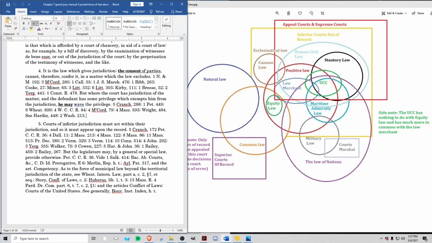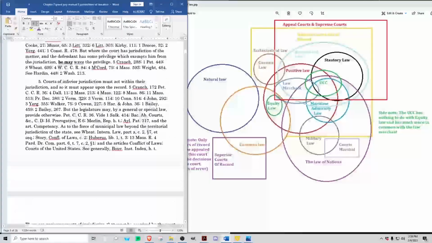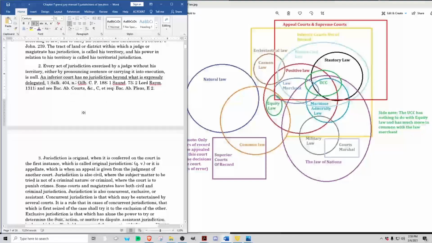But the legislature may, by a general or special law, provide otherwise. Okay, fine. And the art competency as to the force of municipal law beyond the territorial jurisdiction of a state. So that has to do with aspects of home rule, like what a city can or can't do beyond the territorial jurisdiction of the state. So when you enter into a city, are you actually under various different municipal law, Roman civil law? Okay, so I'll leave that there. That was the end of the definition from Bouvier's regarding jurisdiction.